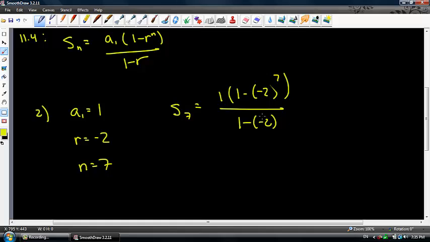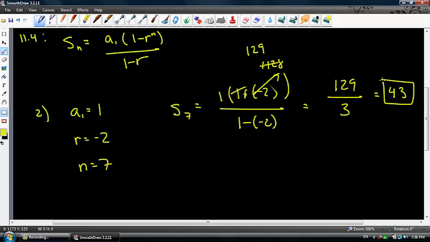Now you have to be careful here in these types of problems, because -2 to the 7th is -128. So what you have is 1 minus -128, which is 1 plus 128, which is 129. So you really have 1 times 129, which is 129, over 1 minus -2, which is 3. So 129 divided by 3 is, in fact, 43.